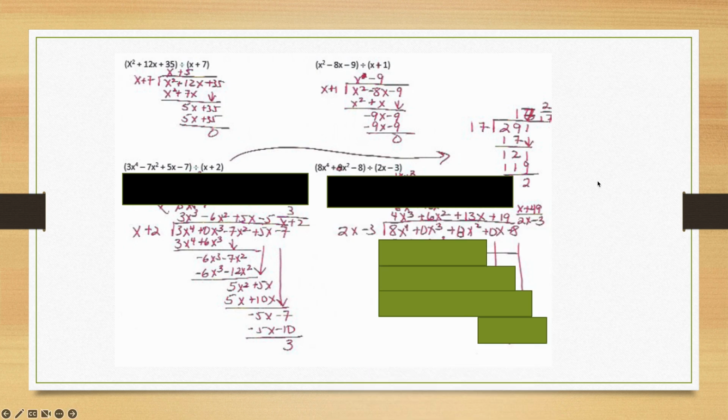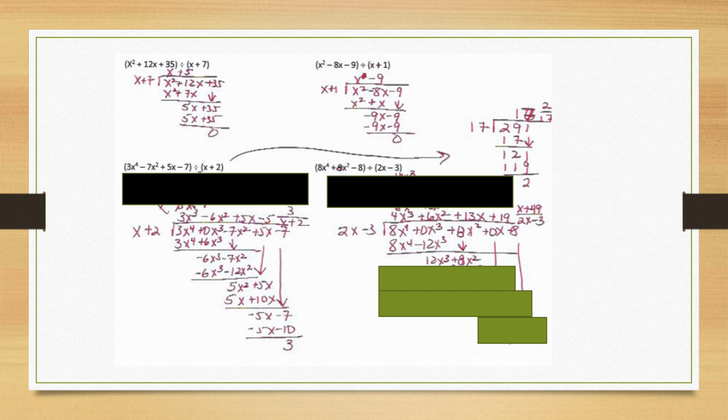Here's my setup. 2x minus 3 goes into 8x to the fourth, and here's the tricky part, plus 0x cubes, plus 8x squareds, plus 0x's, minus 8. So let's go through this step by step. First, 2x times 4x cubed will give you the 8x to the fourth, and the 4x cubed times negative 3 will give you negative 12x cubes. Subtracting, I get 12x cubed plus 8x squared.